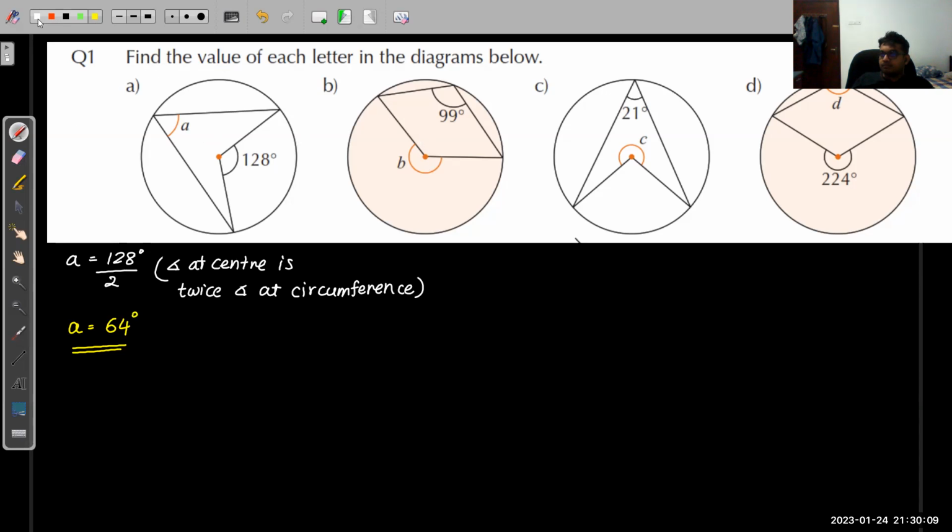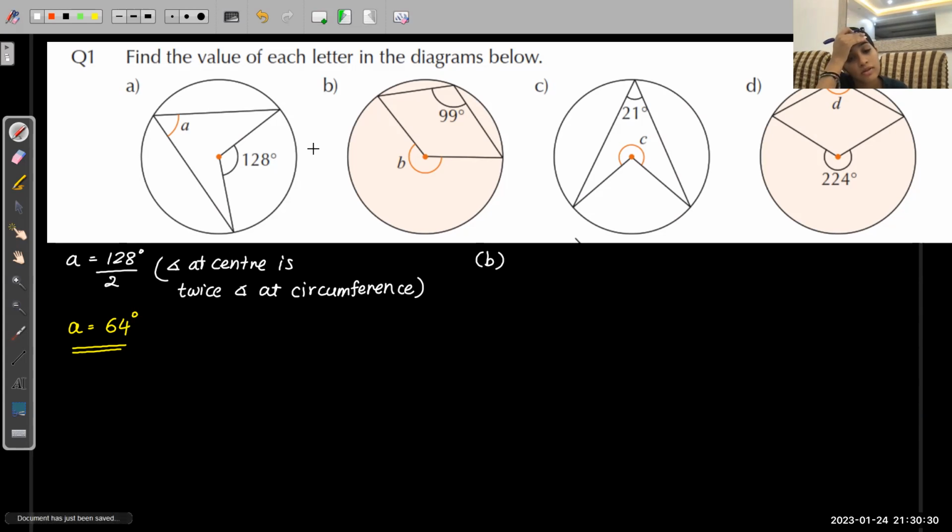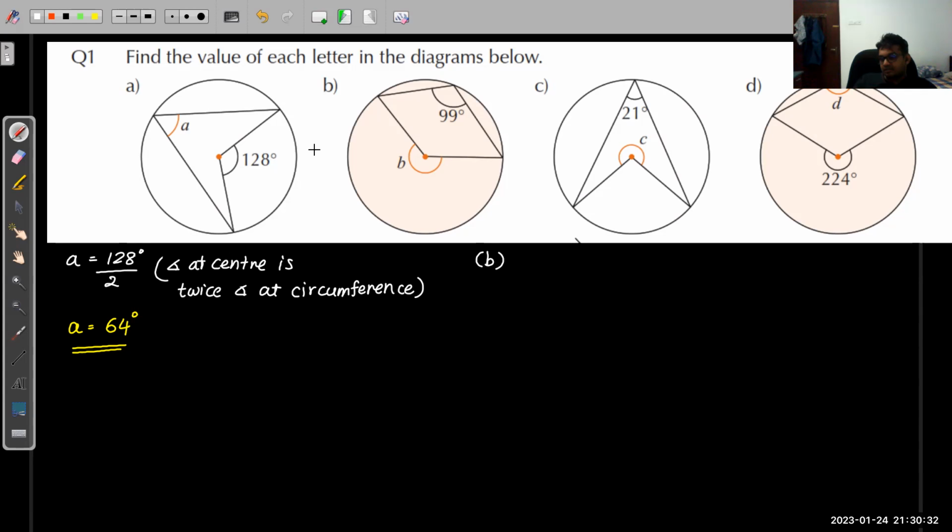Part B. What do you think? So that's 99. I have to find both the sides here. So for part B, it would equal double, so 99. Is 99 and part B the same? No. This is again the same theorem, but the other way around.